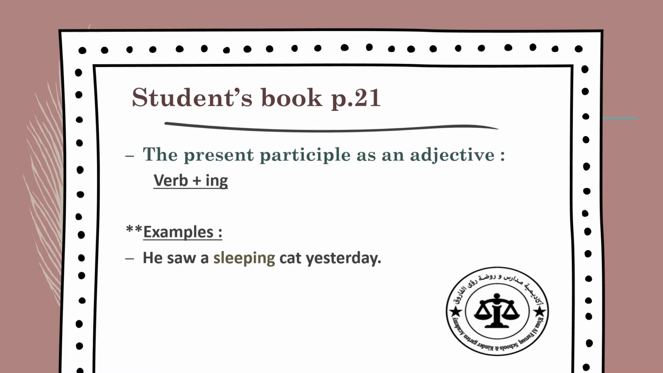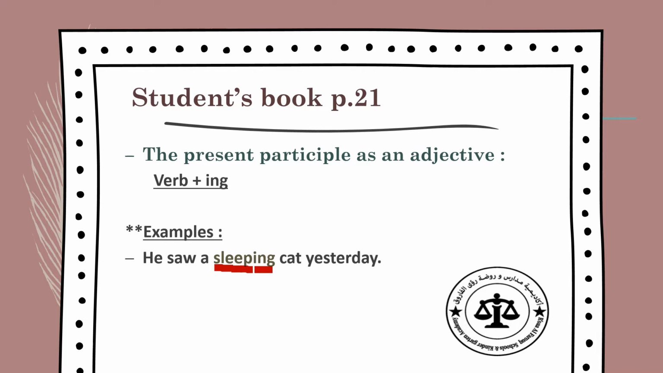He saw a sleeping cat. A sleeping cat. Sleep is the verb. With ing, it becomes what? Adjective, yes. And this adjective modifies the noun cat. A sleeping cat. We describe the cat that it's a sleeping cat.